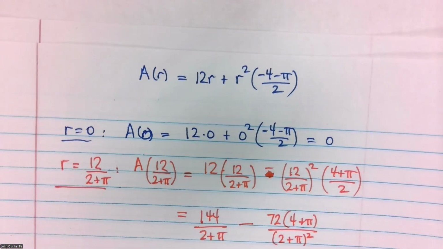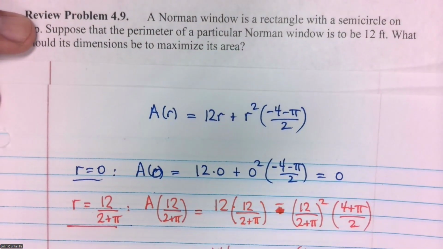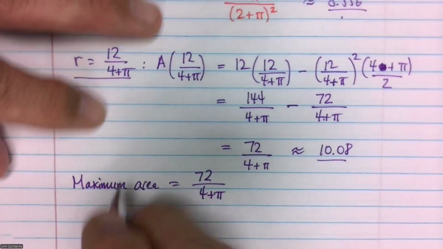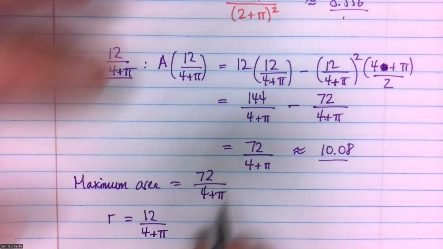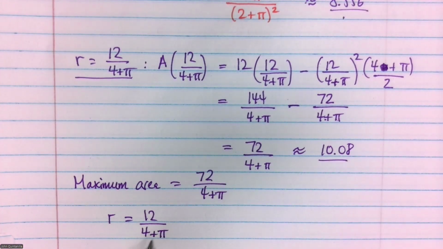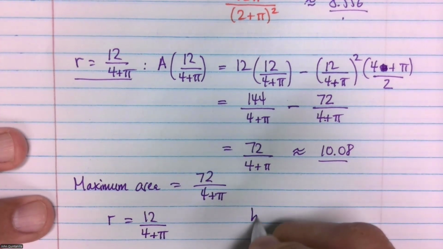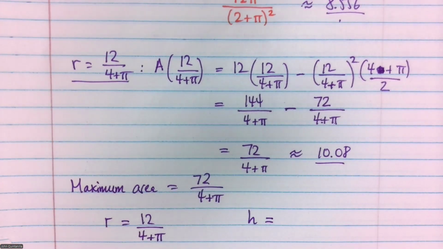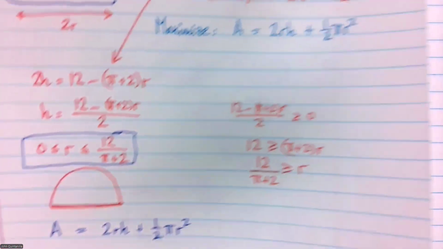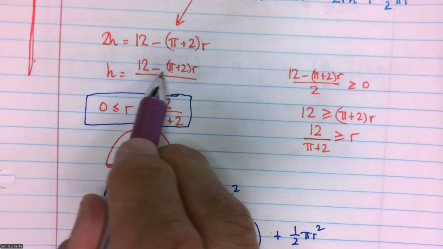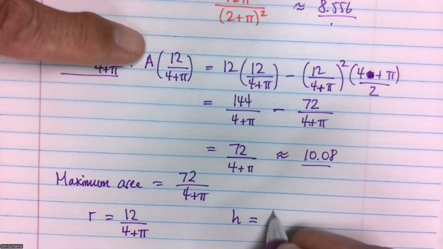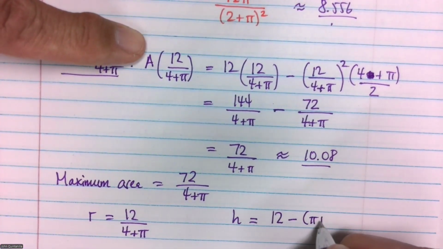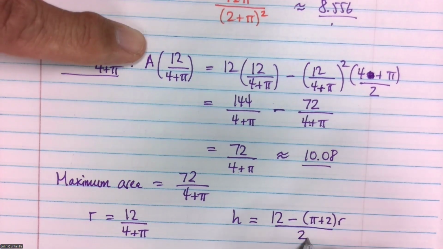Now the question is, what are the dimensions to maximize its area? I need to have my r equal to 12 over 4 plus pi. So I need the semicircle to have radius of 12 over 4 plus pi. Also, I need the height to be equal to, if I go back to much earlier in the problem, the height was equal to 12 minus pi plus 2 times r, all over 2. So just copying that, 12 minus pi plus 2 times r over 2.